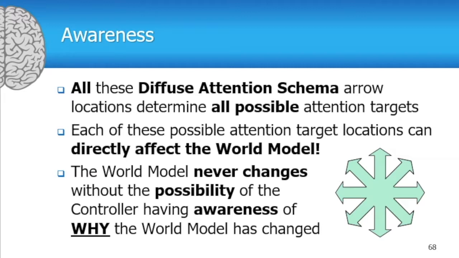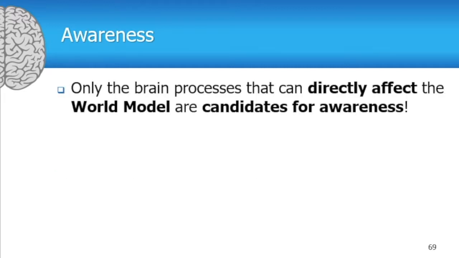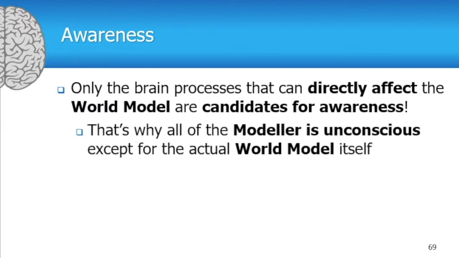The great majority of the processing that occurs in the brain is completely unconscious. Only the brain processes that directly affect the world model are candidates for awareness. That is why all of the modeler is unconscious except for the world model itself. We are unaware of all the sensory or abstract conceptual processing or the search for bottom-up attention targets, unless the bottom-up attention target search was successful at creating a new focal attention target. Then we, the controller, will have a focal awareness of the new focal model.